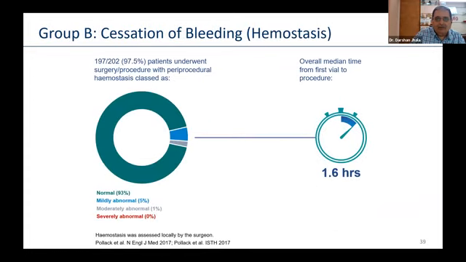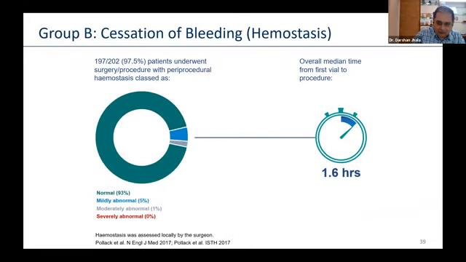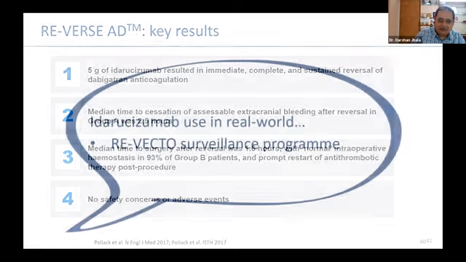And the maximum time in group A, those who were bleeding, was 2.5 hours. And in those who had emergency surgery, the parameters became normal within 1.5 hours. So this was a very fast acting drug, which was very effective. So the key result here was that 5 grams of idarucizumab resulted in immediate, complete and sustained reversal of dabigatran anticoagulation. There was no repeat dose. The median time was 2.5 hours in bleeding patients and 1.5 hours in surgery patients. And there were no safety concerns noted. Means there were no adverse effects like thrombosis or allergic effects or anything.